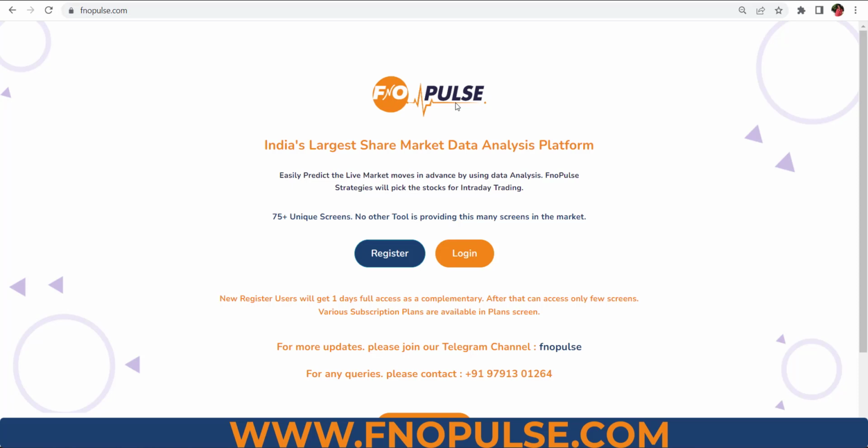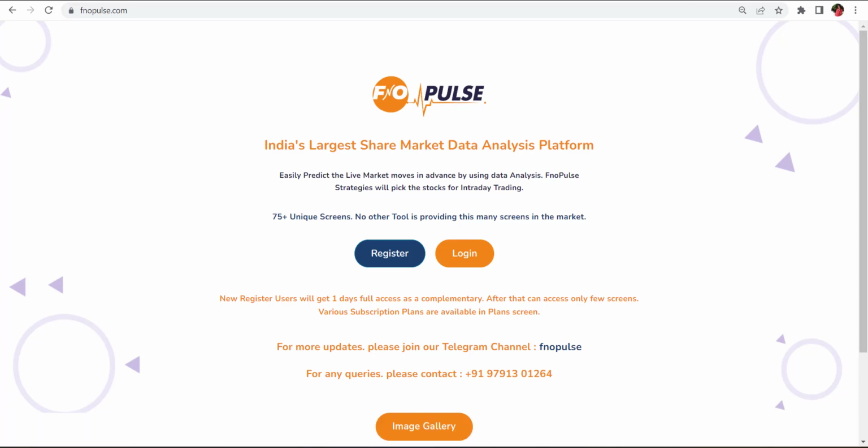Open interest is the total number of outstanding contracts at a particular strike. The reference is to liquidity. So with open interest, we are going to find how the stocks are performing for the day. That is the main use of FNO Pulse. Let's log in to FNO Pulse now.